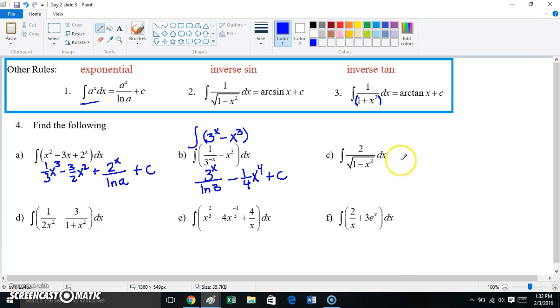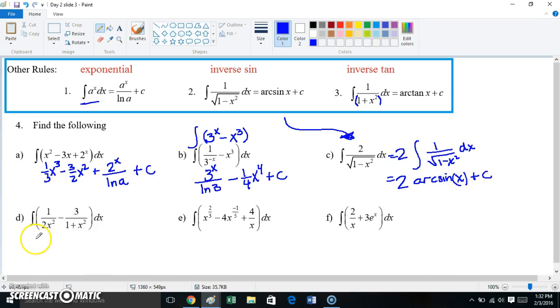Okay, question C looks like a variation on the arcsine. Okay, in fact, it's equivalent to 2 times the integral of 1 over the square root of 1 minus x squared dx. That's 2 arcsine of x plus c.